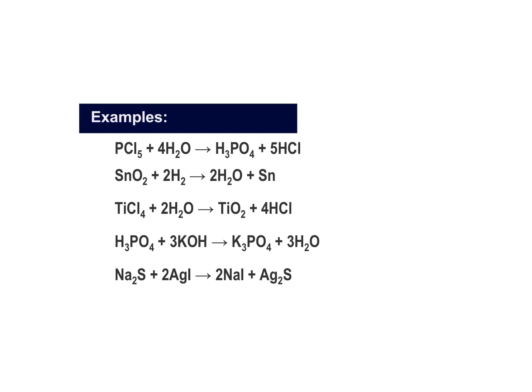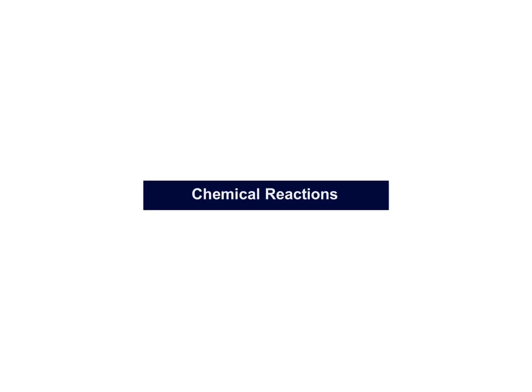On the last example, Na2S plus 2AgI, that's iodine or iodide, with the resulting products being 2 moles of NaI and Ag2S. So these are the coefficients, okay, and the reactants and the products of the equation.